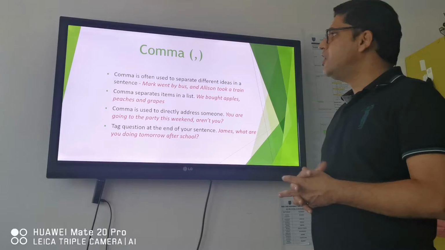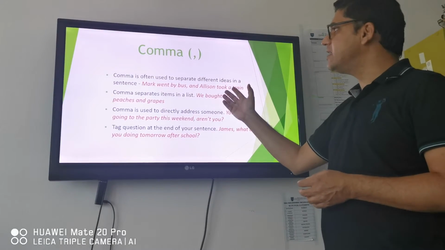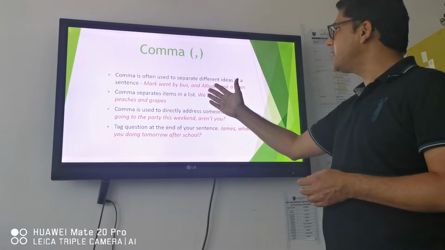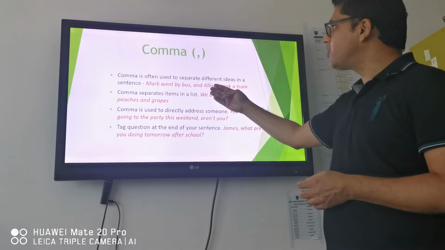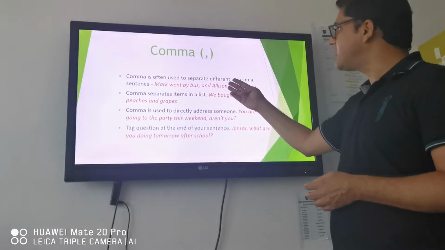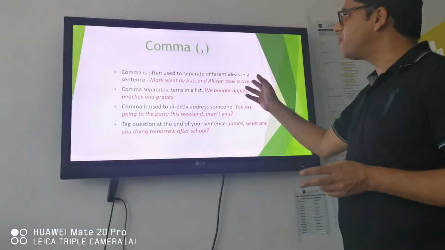What is comma? Comma is often used to separate different ideas in the sentences. Mark went by bus and Allison. So we are talking about Mark and we are talking about Allison. So what Mark did and what Allison did, we are separating the actions of those through the use of comma.